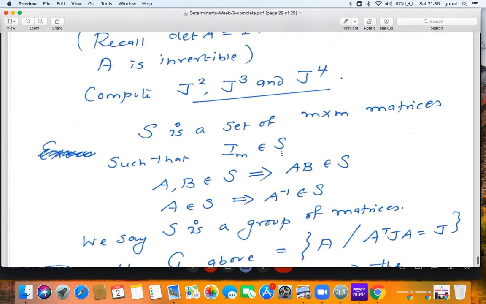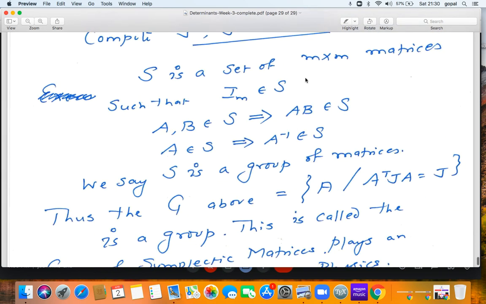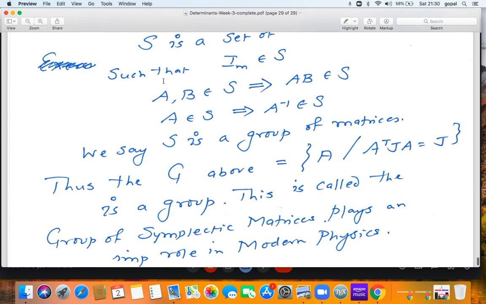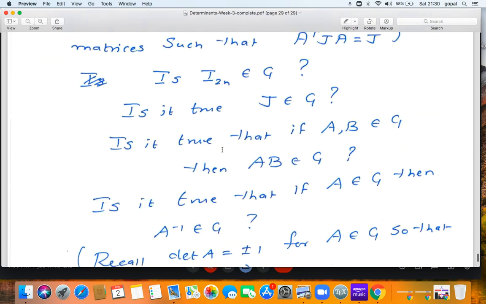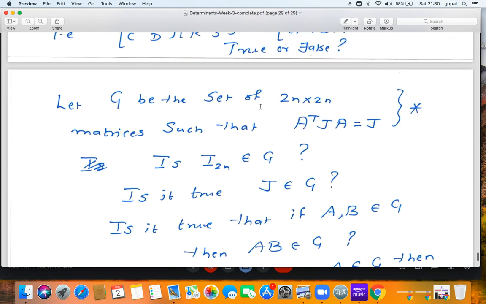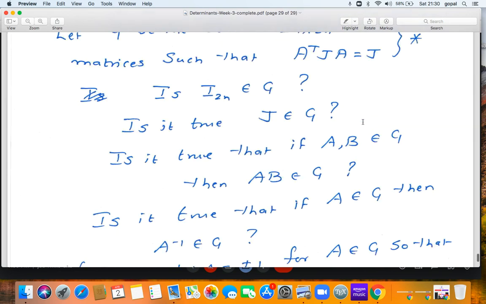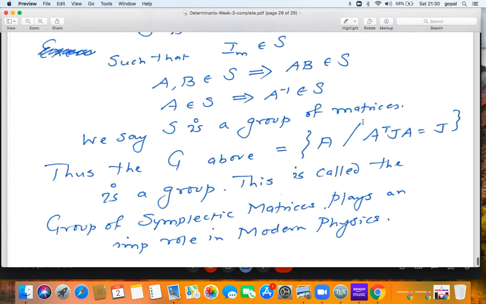So suppose I have a set of n cross n matrices such that the identity matrix is in the set. If I take two matrices A and B in the set, the product is in the set. If A is in the set, then A inverse is also in the set. Then such a set is called a group of matrices. So what we have proved is that G, the set of all matrices satisfying this equation A transpose JA equal to J, is a group of matrices.